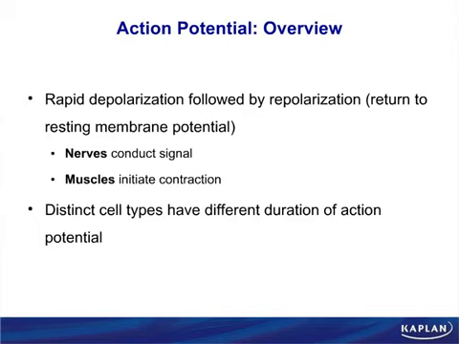Now, an action potential is simply a rapid depolarization followed by a repolarization. Repolarization just means it returns to the resting membrane potential. For nerves, it's to conduct the signal to another nerve or tissue. In muscle, this will initiate a contraction. And as we'll talk about, the different cell types of excitable tissue have different duration action potentials.